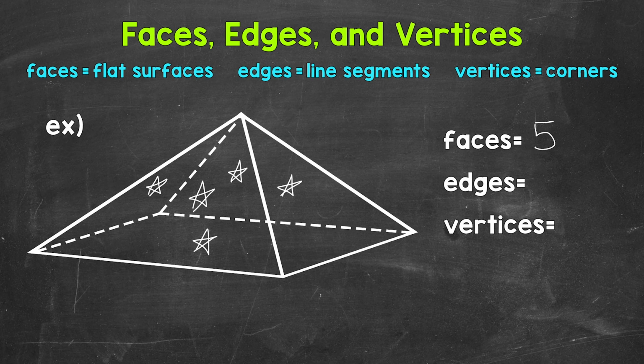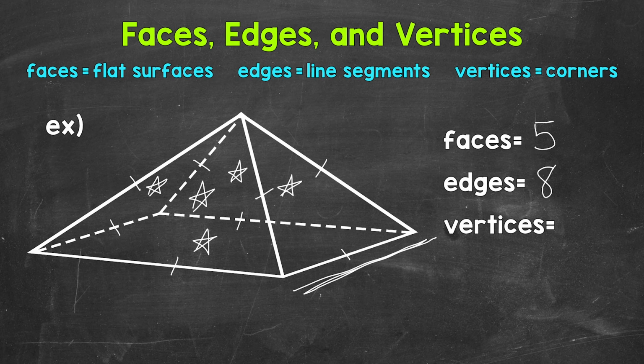Now let's identify and count the number of edges. The edges are the line segments created by two faces meeting. For example, this is an edge right here. So let's start here. One edge. Now let's go around the base. Two edges, three edges, four edges. Now let's go around the pyramid. Five edges, six edges, seven edges, eight edges.